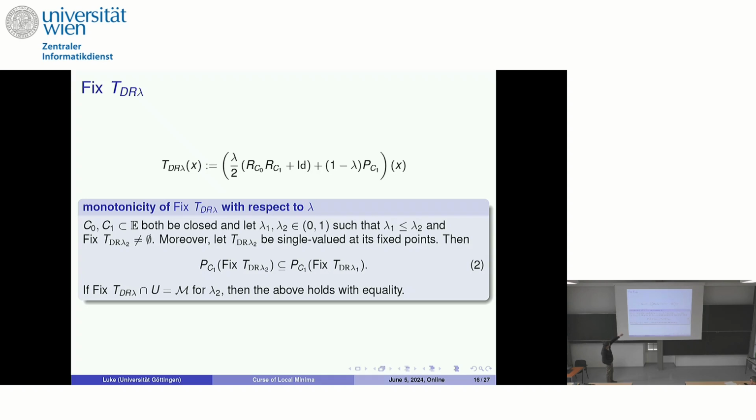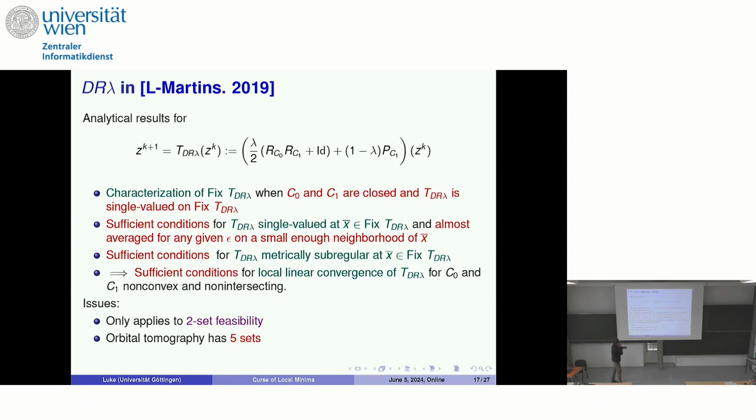so the relaxed Douglas-Rachford algorithm looks like this, and the fixed points of this are monotone with respect to this parameter lambda. So you've got two parameters, lambda 1 is less than or equal to lambda 2, and we have to assume that this is non-empty. Then the shadow of the fixed point set for the larger lambda value is a subset of the shadow of the fixed points for the smaller lambda value. And remember, the larger the lambda value is, the closer we're getting to Douglas-Rachford, the closer we're getting to an empty set for inconsistent problems. Okay, so that's the characterization of the relaxed Douglas-Rachford.